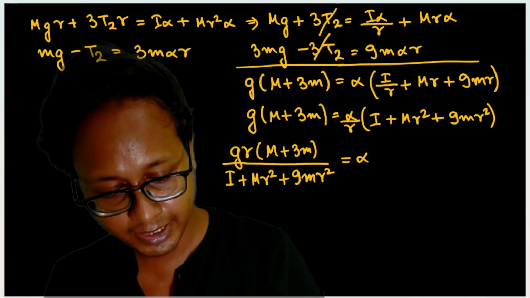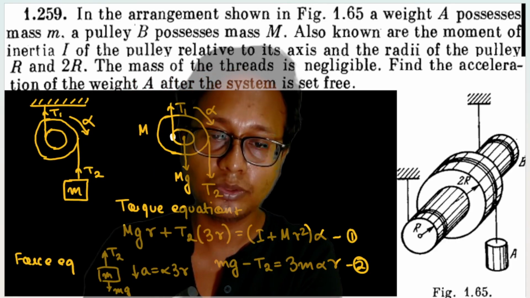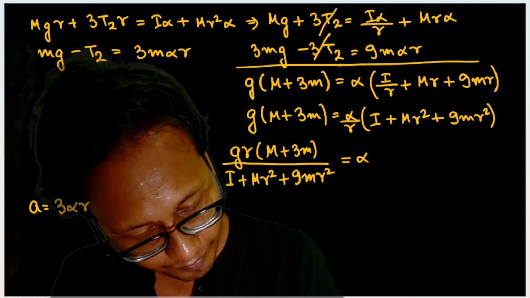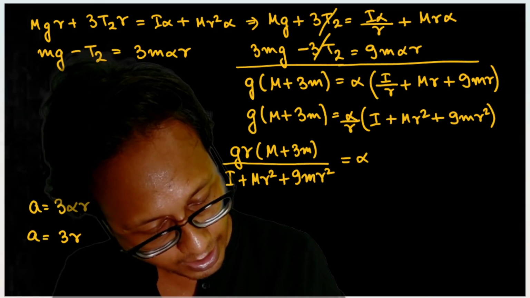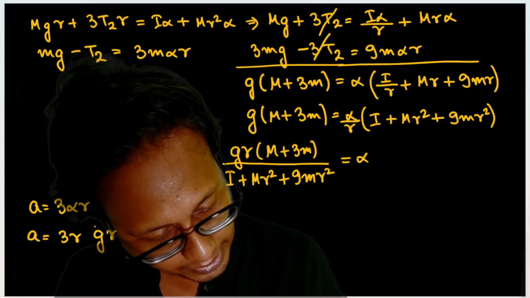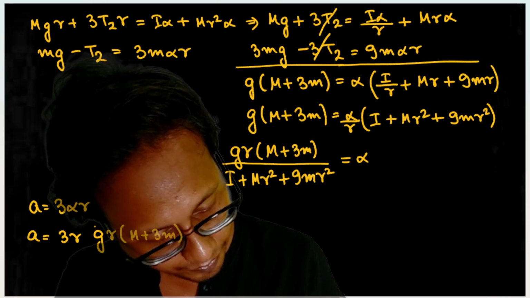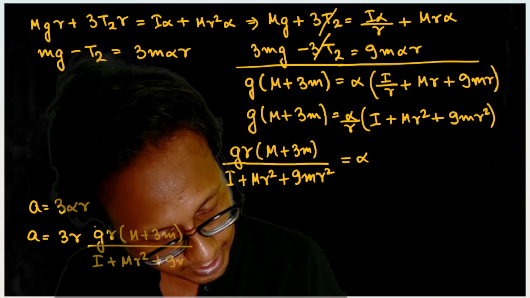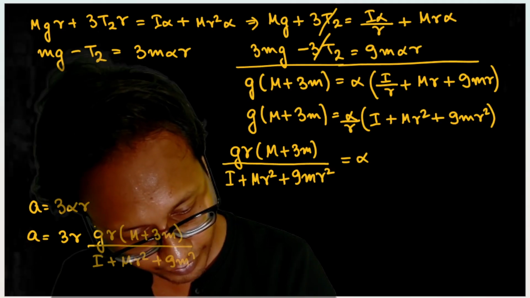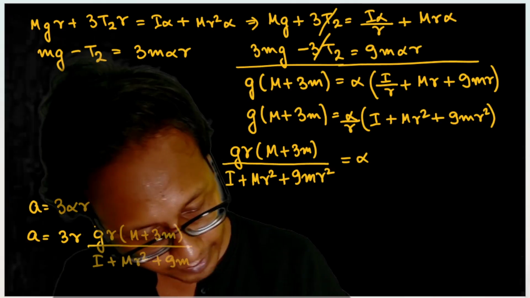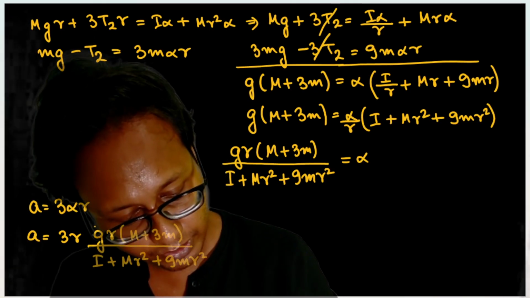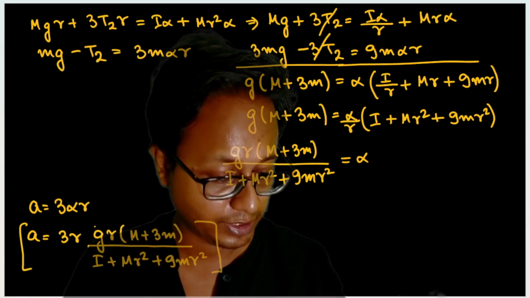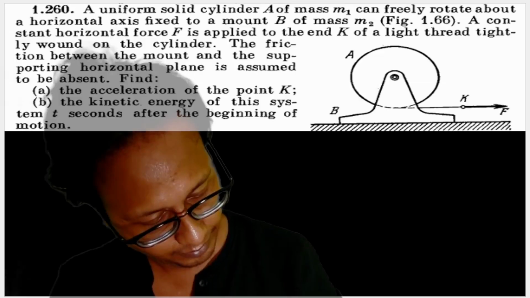And I have to find out the value of acceleration. The value of acceleration is nothing but 3 into alpha r. Acceleration is equal to 3 alpha r, or 3 into r into alpha. The value of alpha is nothing but gr into m plus 3m, divided by I plus m r square plus 9m r square. So this is our answer. This is the value of our acceleration. This was our question.